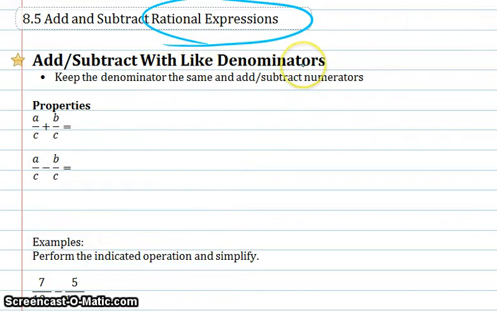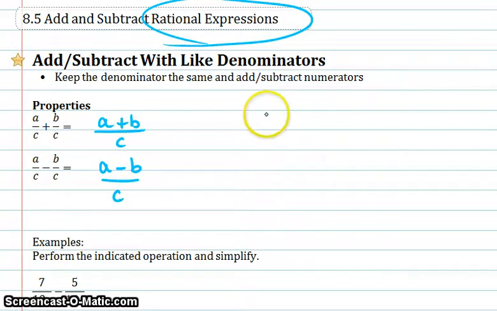same denominator, you want to keep the denominator the same and add or subtract the numerators. So for example, if I have a over c plus b over c, that's simply a plus b over c. If I'm subtracting two quantities, a over c minus b over c, that's going to be a minus b over c. You probably remember doing this with fractions.